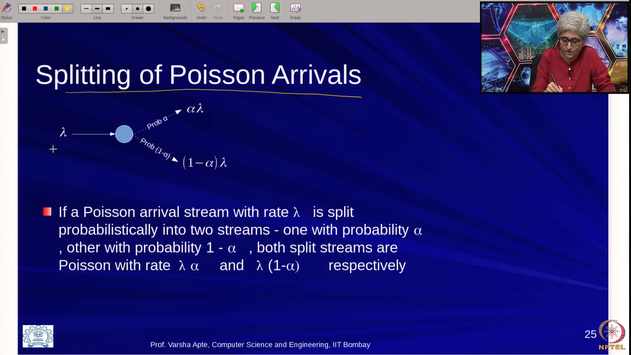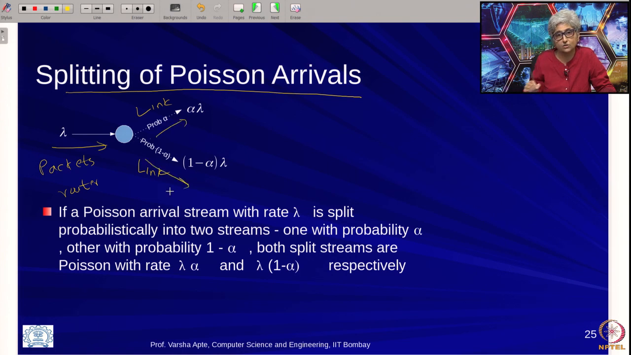For example, let us say this stream here of Poisson arrivals represents some packets that are coming to a router, okay. And then these are two links, this is some link and this is some other link, and the router basically sends them out on two different links, and suppose that this can be captured as a probability: with probability alpha some of the packets go here, and with probability 1 minus alpha some of the packets go here. So, what this property says is that if this arrival stream of the packets is Poisson, then this split stream also remains Poisson with the intuitive rate, which is alpha lambda for this one and (1 minus alpha) lambda for this one. Okay, so, it is again a very useful property that we will see later.